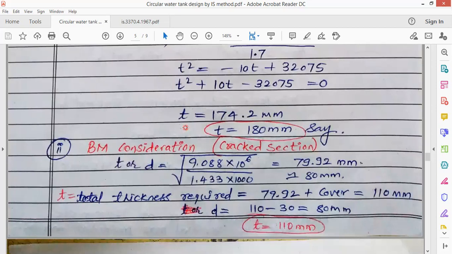Means I need to provide not 170, it should be more than 170, that is 174 mm. So let's say I am going to provide total thickness as 180 mm. So we may do this calculation.